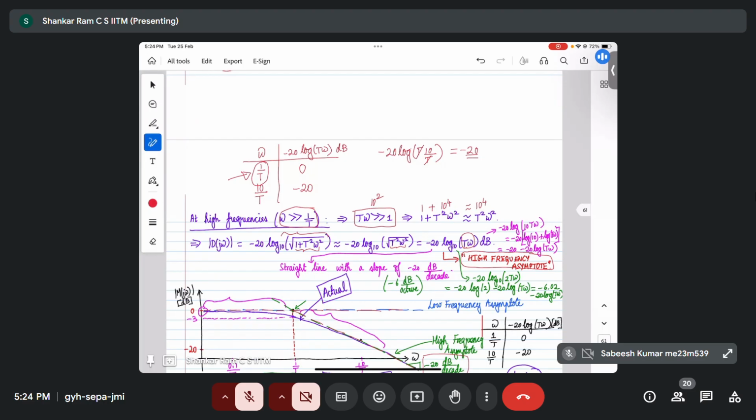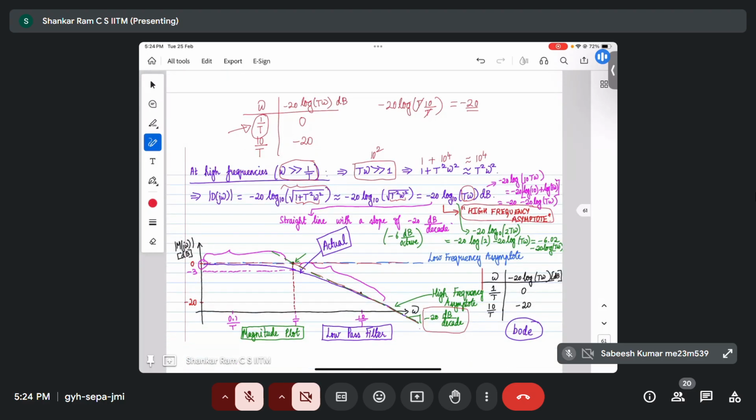Okay. So I hope it's clear how the low frequency asymptote and the high frequency asymptote intersect at 1 by capital T. For this reason, 1 by capital T is what is called a corner frequency or the break frequency. In the context of this analysis, it is the frequency at which the low frequency asymptote and the high frequency asymptote intersect.